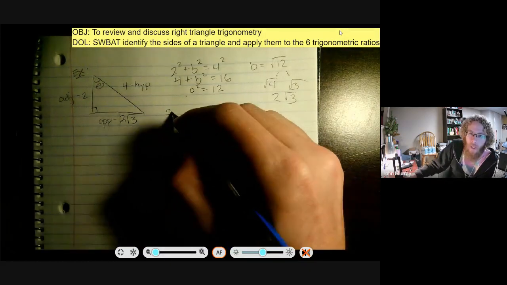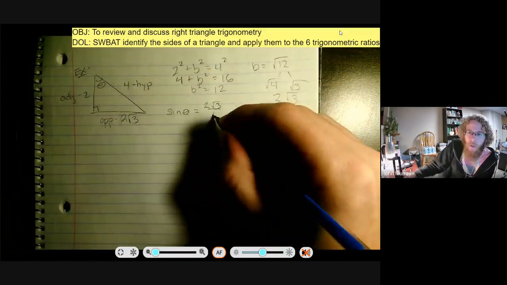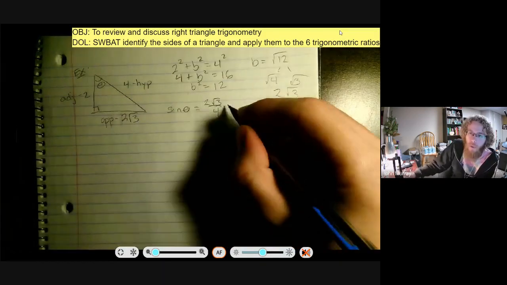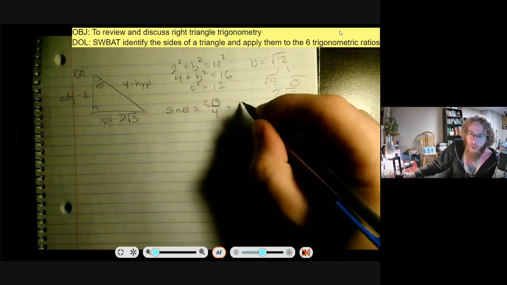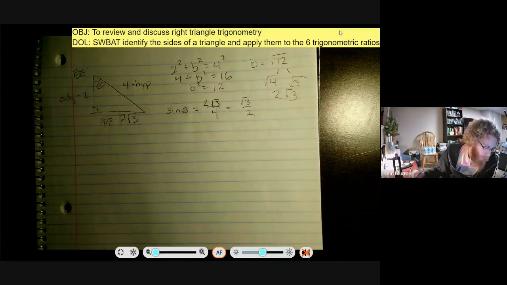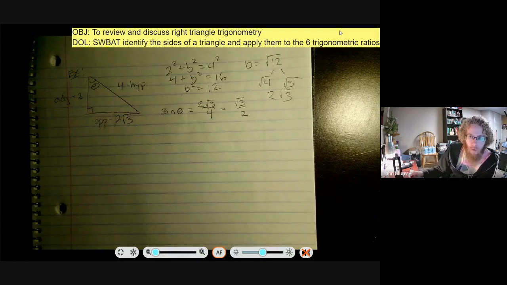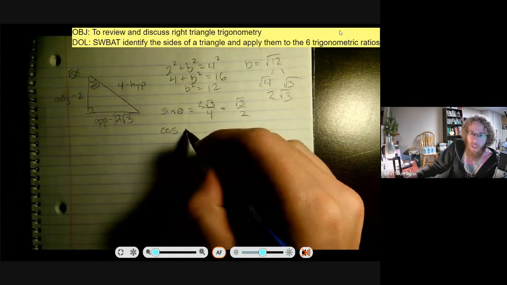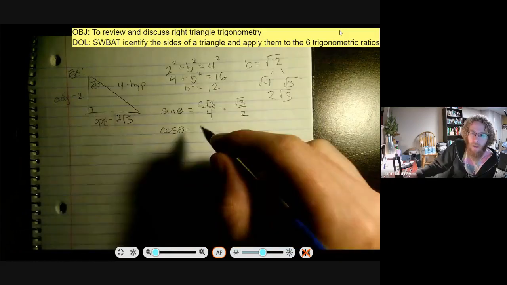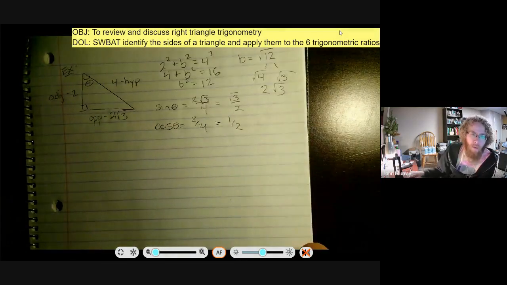All right? So my sine is my opposite over my hypotenuse. Here we can reduce this, right? I have 2 root 3 over 4, which reduces to root 3 over 2. And hey, that kind of looks a little familiar. This might be a 30, 60, 90 triangle. We saw this in our unit circle. Cosine, well, that's going to be nice because adjacent is 2. Hypotenuse is 4. That just gets us 1/2.